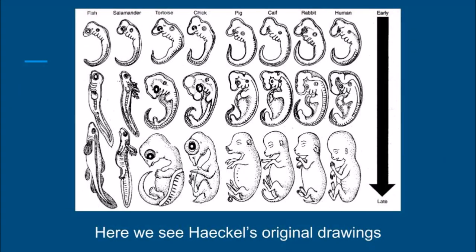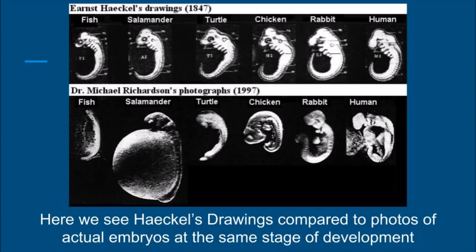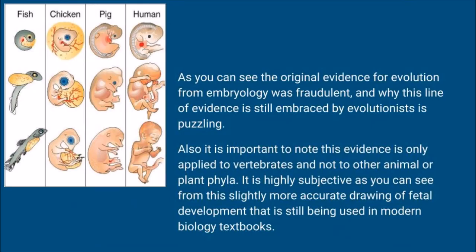Here we see Haeckel's original drawings. Here we see Haeckel's drawings compared to photos of actual embryos at the same stage of development. As you can see, the original evidence for evolution from embryology was fraudulent, and why this line of evidence is still embraced by evolutionists is puzzling. Also, it is important to note that this evidence is only applied to vertebrates and not other animals or plant phyla. It is highly subjective, as you can see from this slightly more accurate drawing of fetal development that is still being used in modern biology textbooks.